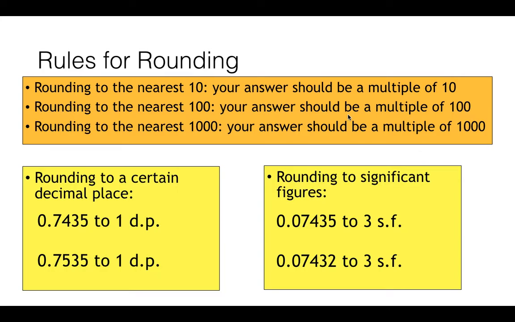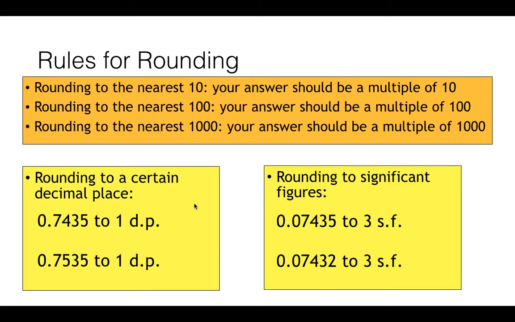So, some rules for rounding. If you round to the nearest 10, your answer should be a multiple of 10. You should have 1 zero at the end, at least. If you're rounding to the nearest 100, your answer should be a multiple of 100 and you're looking for 2 zeros at the end. And rounding to the nearest 1,000, your answer should be a multiple of 1,000 and have 3 zeros at the end.